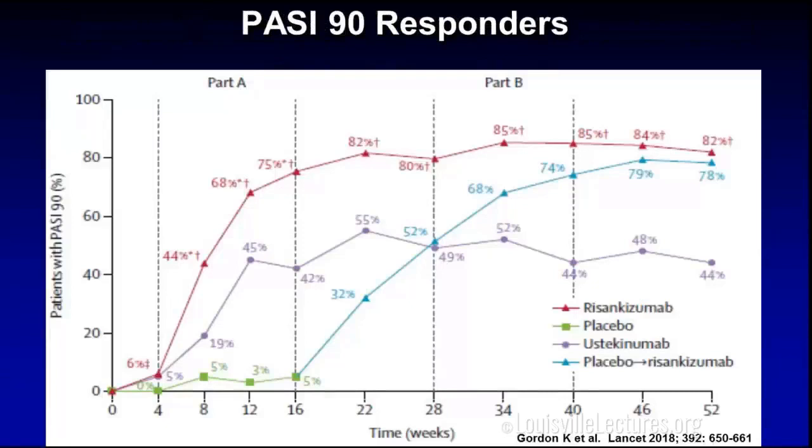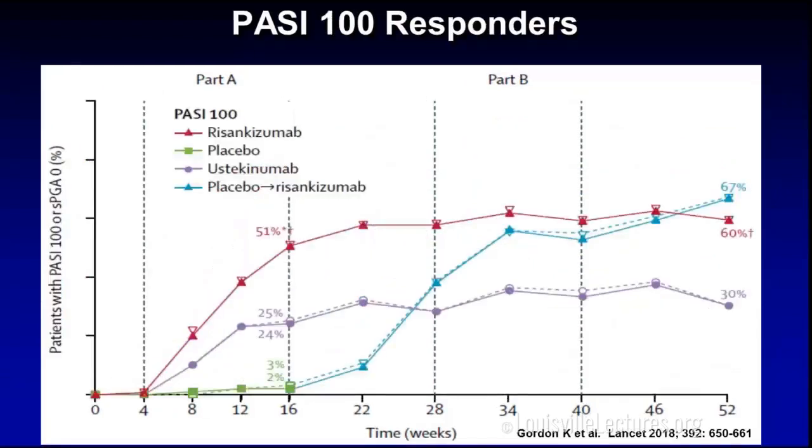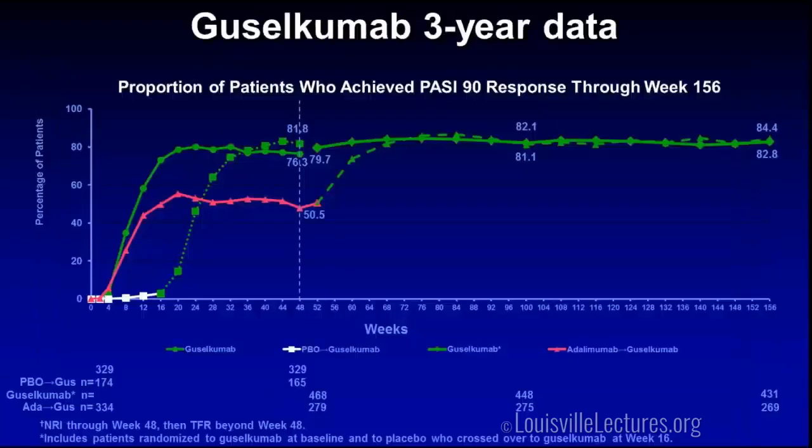That's pretty amazing. This is the phase 3 data for risankizumab, and you can see here by week 16, at least 75% of patients have at least 90% improvement, and at 1 year, 82% have at least 90% improvement. At 16 weeks, 51% of patients are completely clear of all psoriasis, and that's as high as 60% of patients out to 1 year. Now, risankizumab is not yet approved by the FDA, but guselkumab is approved, and we now have 3-year data for that medication.